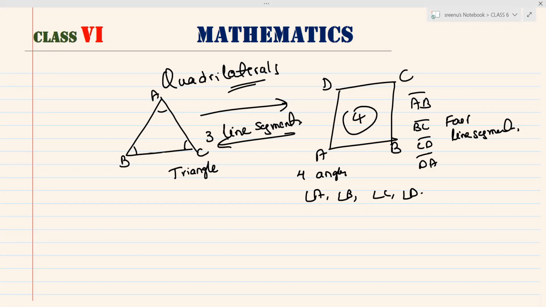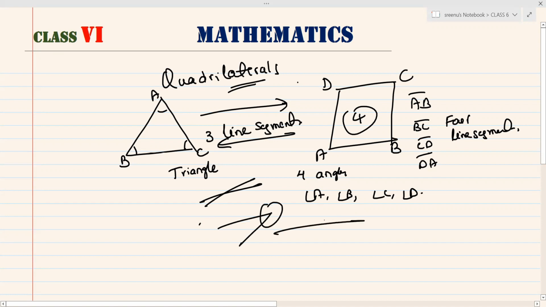So, a quadrilateral is a closed figure formed by four line segments such that no two line segments cross each other except at their endpoints. So here, two line segments should not cross like that. Except that, they should cross like this. They should not cross like this. And four vertices. What are the vertices here? A, B, C, D. Four vertices.